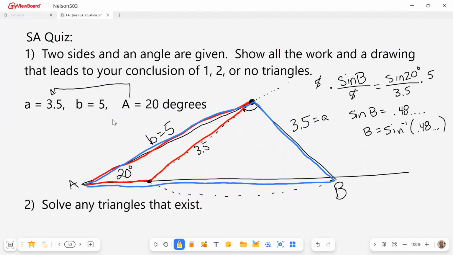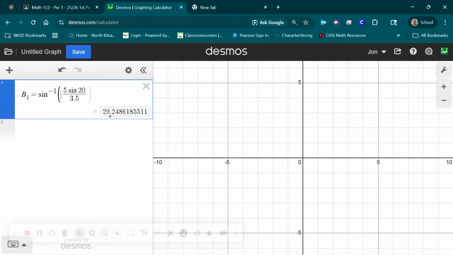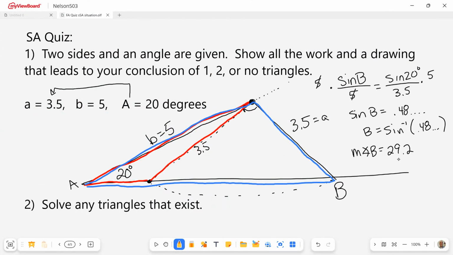29.2, I think it was. So my angle B, and probably the best way of writing this is the measure of angle B is equal to 29.2, I think it was, wasn't it? Yep, okay. So I think on the test we'll round to the tenths place. Well, what do we do after that?